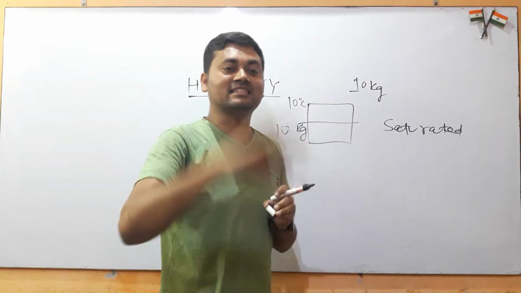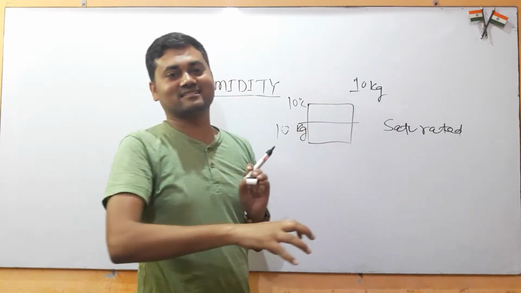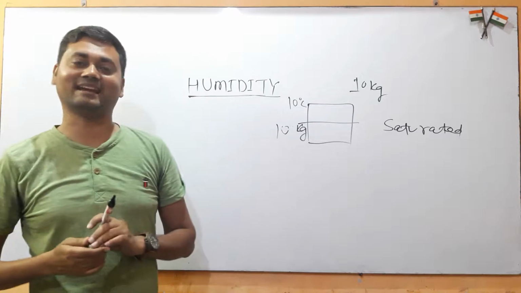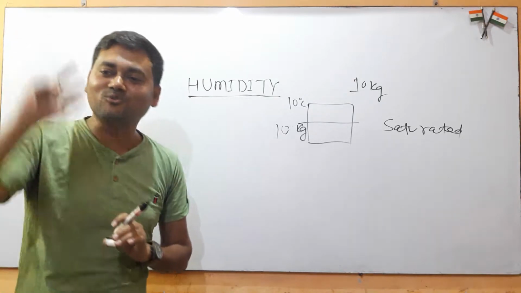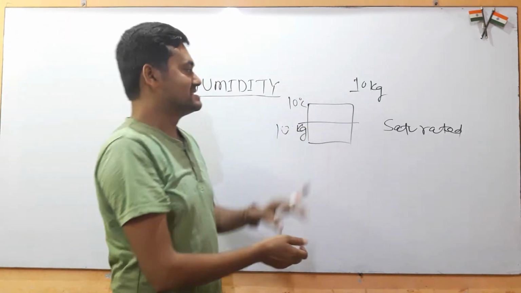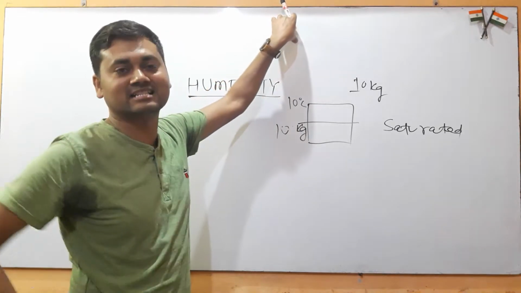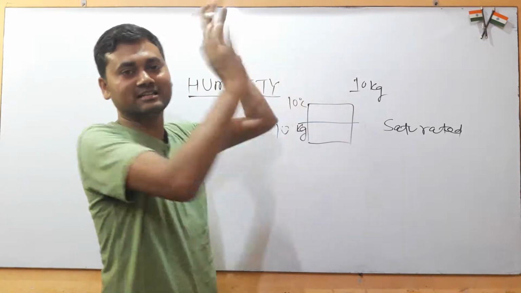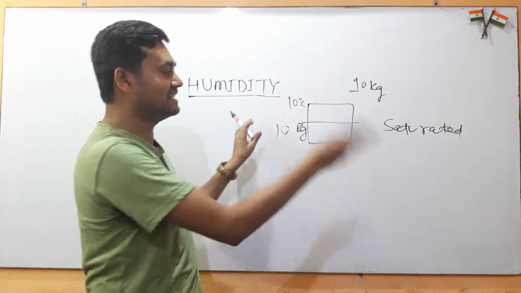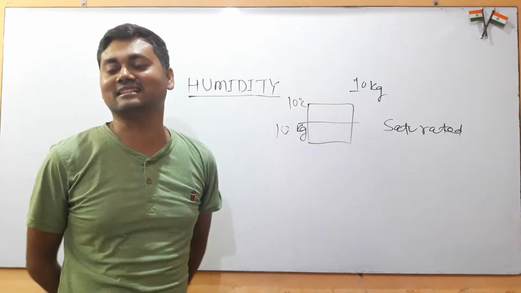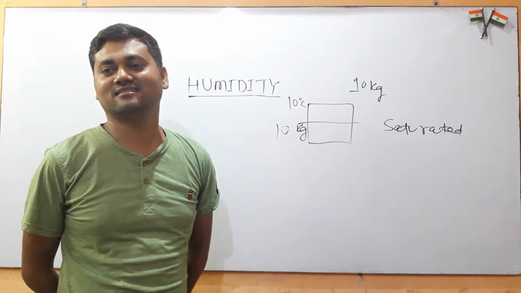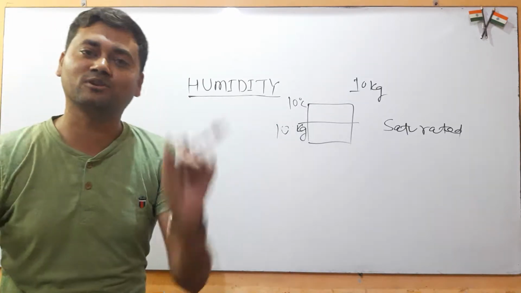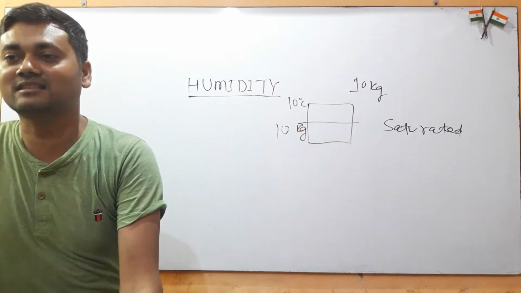If you add anything extra beyond this 100%, it cannot be accepted at all. If you want the air to accept it, you have to increase the temperature, and then the water vapor holding capacity of this air can be increased.